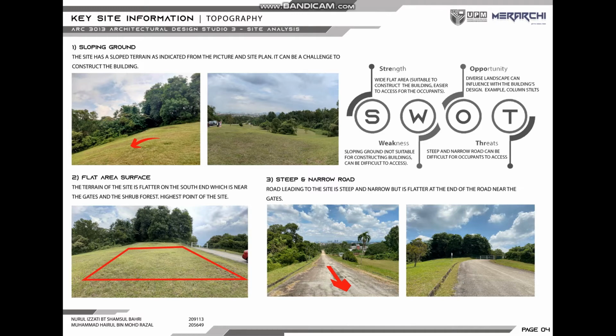The second is the flat surface area. The terrain is flatter and it is the highest point of the site. The third is the road leading to the site, which is steep and narrow but flatter at the end of the road near the gate.